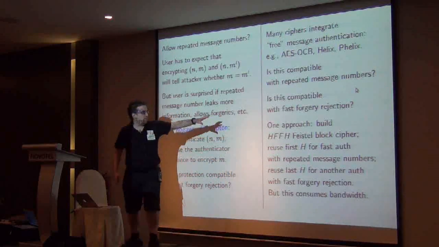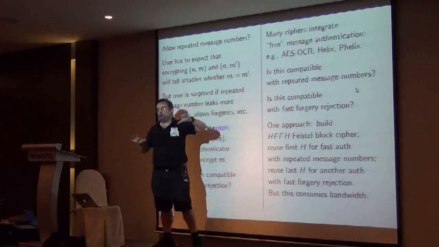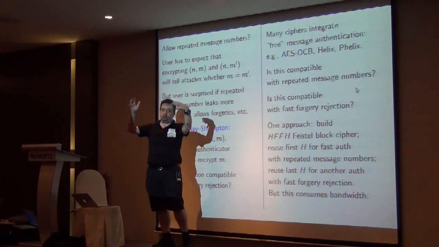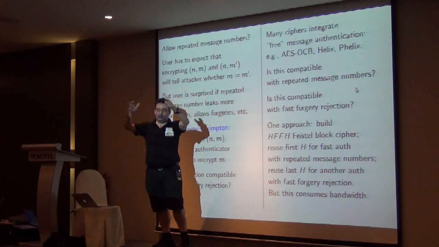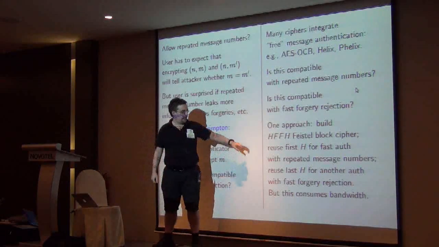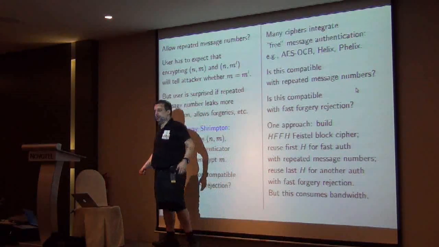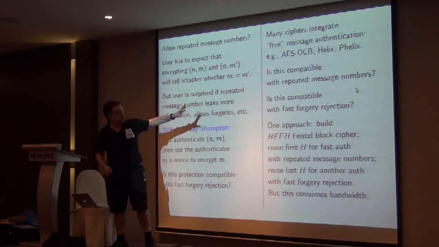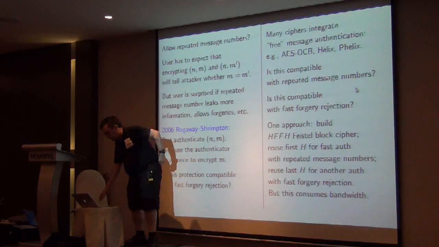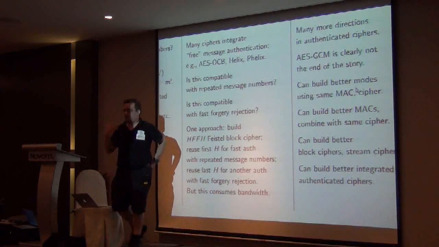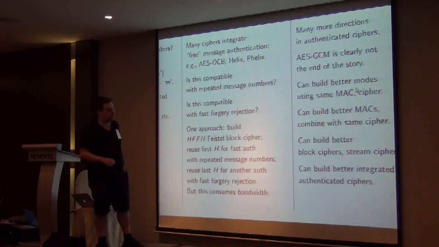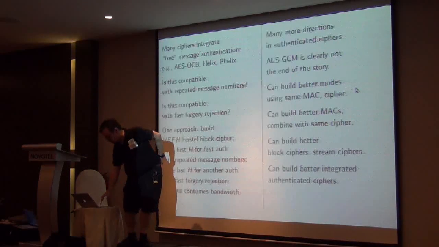And I think you can get both of these requirements if you want to have your authenticator being, say, 256 bits instead of 128 bits. But that's quite a bandwidth limitation, so I don't think this is a really satisfactory solution. But this is just one of lots of directions that people have been trying, and people have been making lots of obvious improvements in performance and security over AES-GCM.